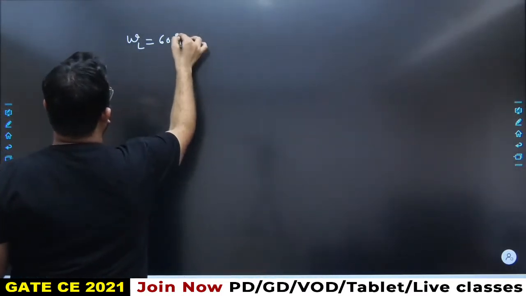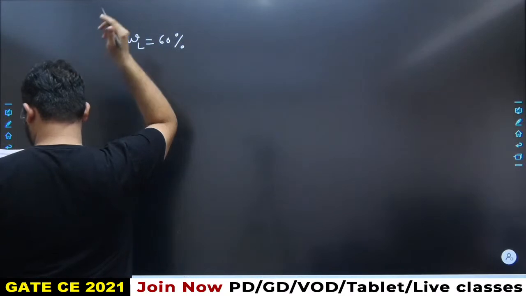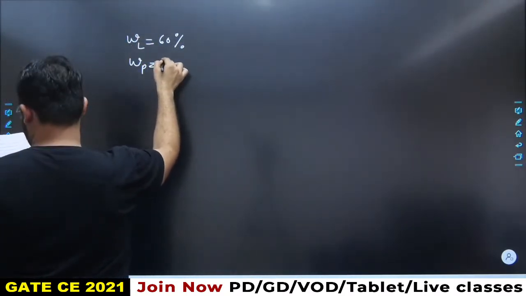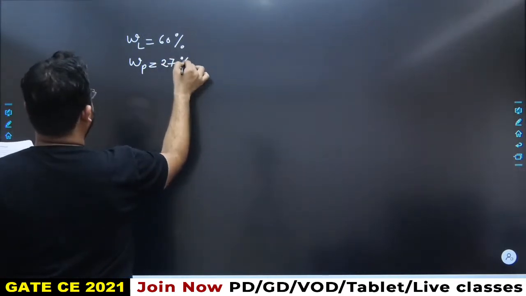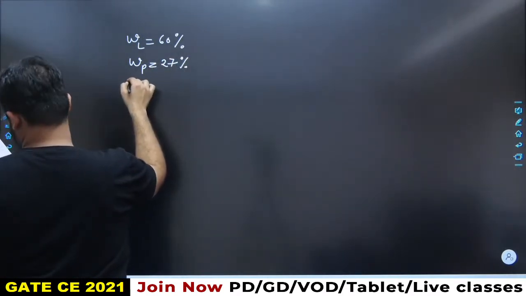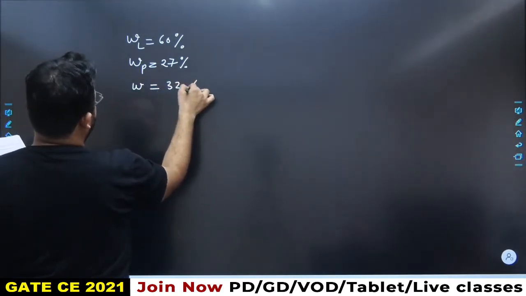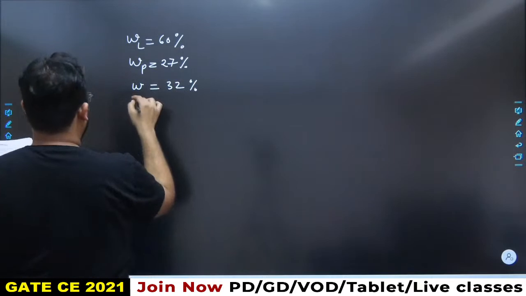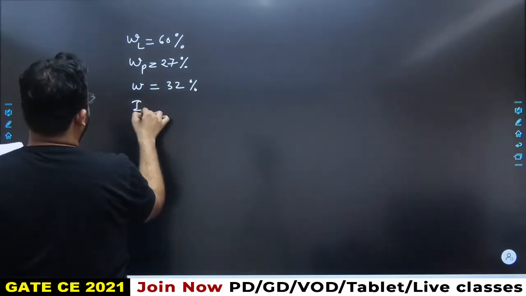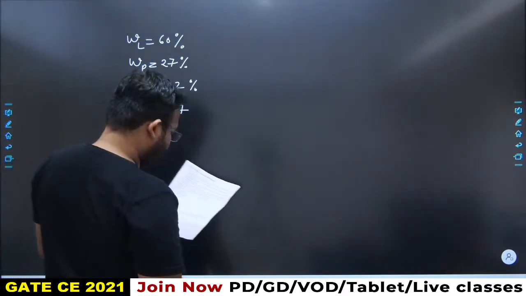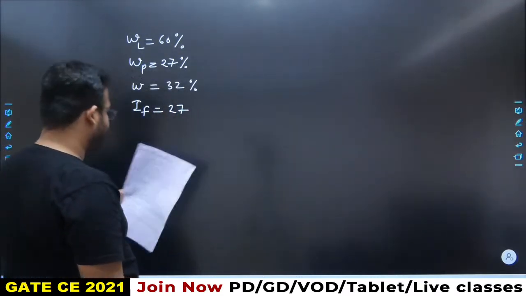We have the liquid limit of 60%. Then they have given me the plastic limit as 27%, and the natural water content they have given as 32%, and the flow index was given as 27. They are asking me to calculate the toughness index and the liquidity index.